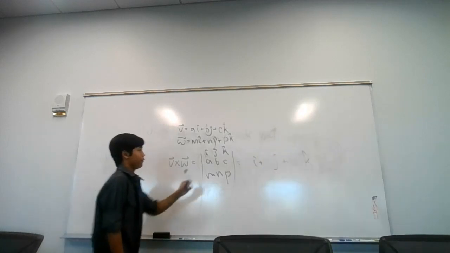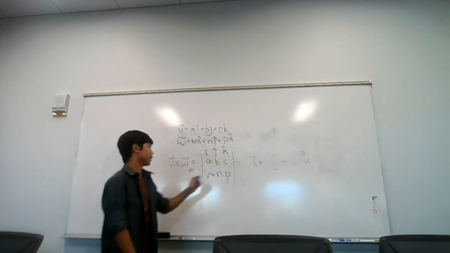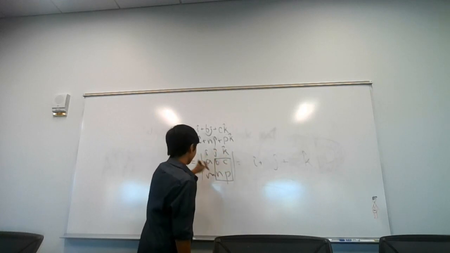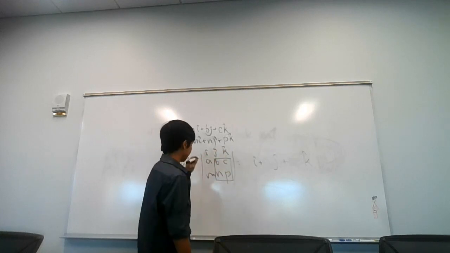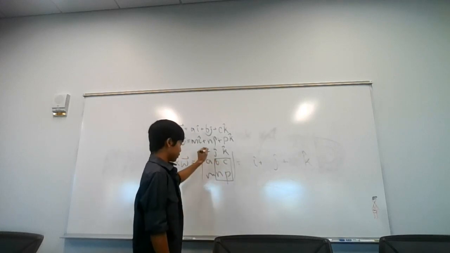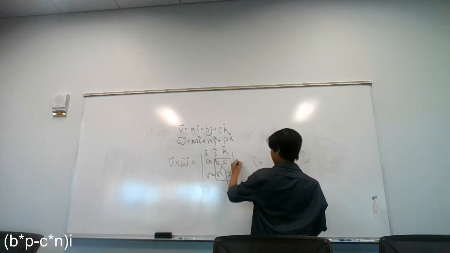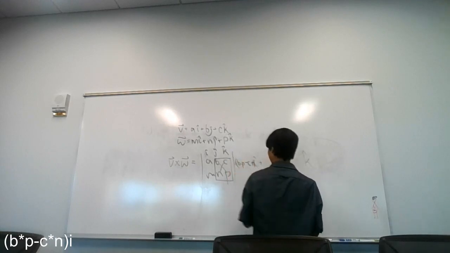So how do we find each of these components? Let's say we want to find the i component. What we would do is we take away every i component of this matrix. We create a 2 by 2 submatrix using the j and k components, and we cross multiply them. So it would return b times p minus c times n. And that's all in the i direction.